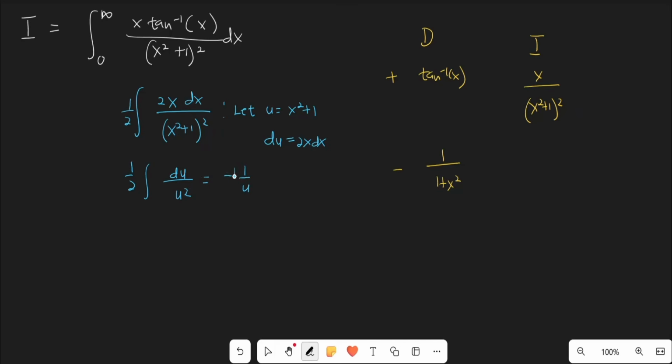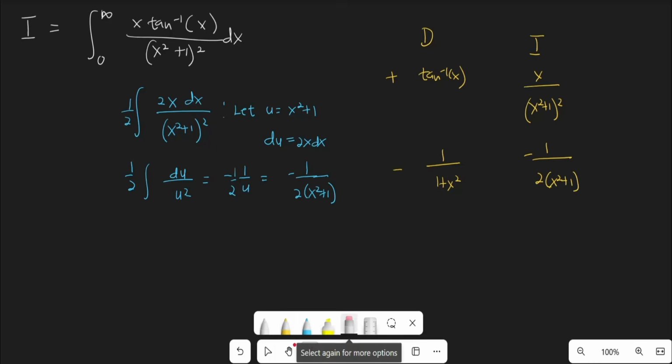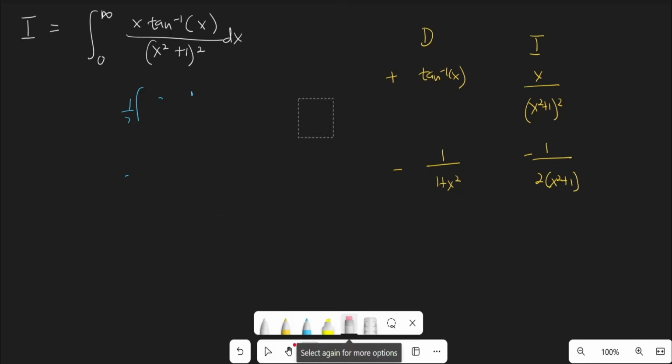But it's already multiplied by 1/2. So that is going to be negative 1 over 2u. And then u is x squared plus 1. Right? So when I integrate this, this is the answer I'm getting. I'm just going to write it here and then we apply the integration by parts. And that is negative 1 all over 2 multiplied by x squared plus 1. Cool. And now let me clean this one and then we can deal with that.